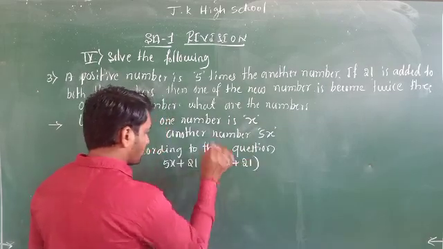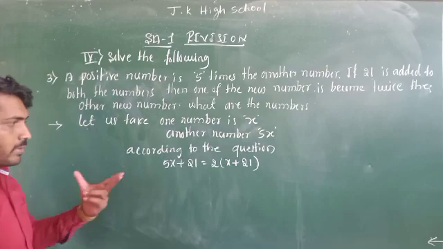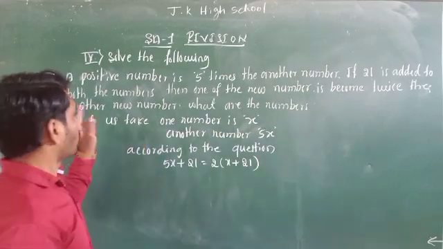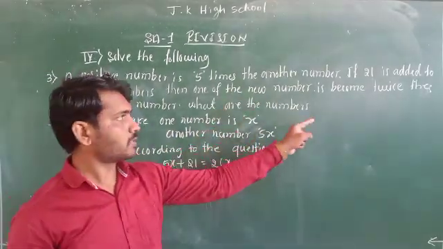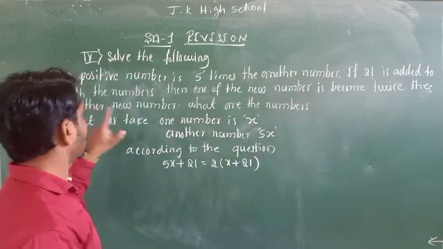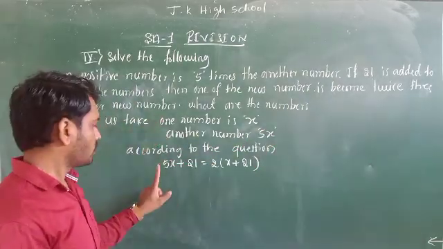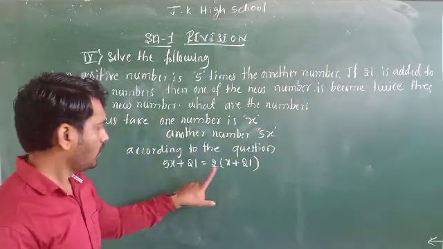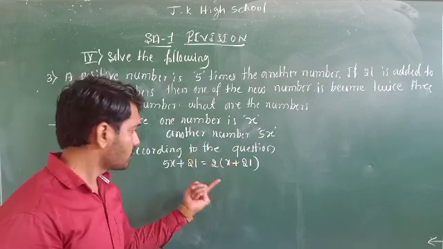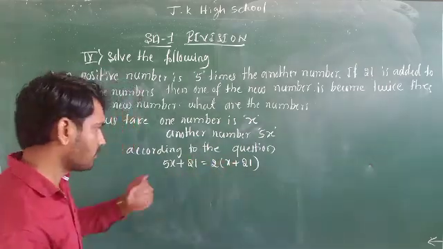x plus 21 is twice. So we get two new numbers. So one new number is what? Twice the other new number. So 5x plus 21 is one of the numbers, and x plus 21 is the other new number. This is twice. It means 2 times. It simplifies.